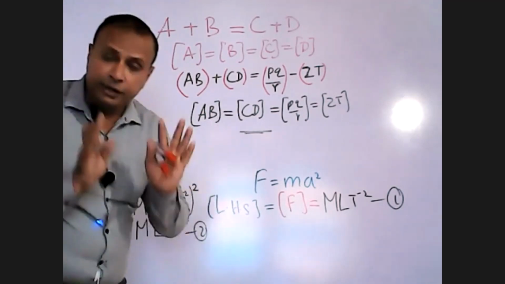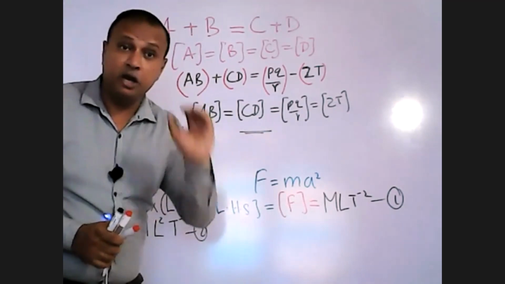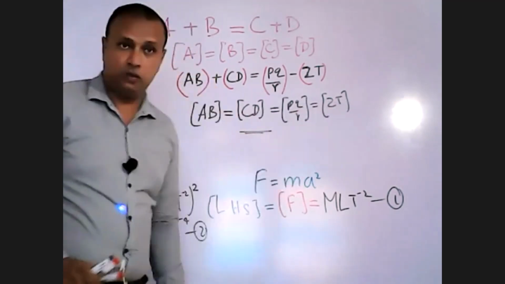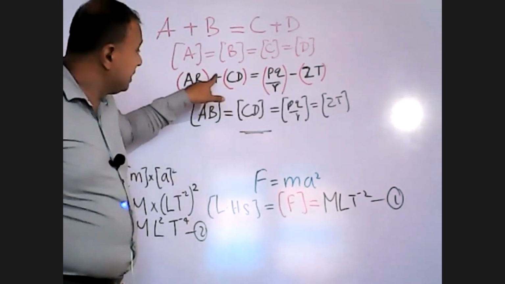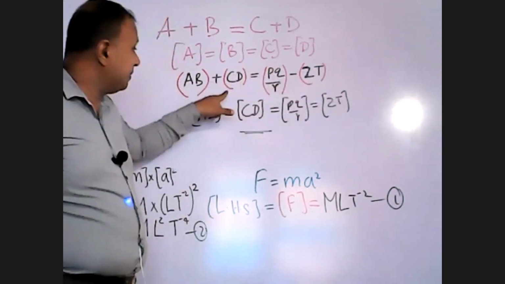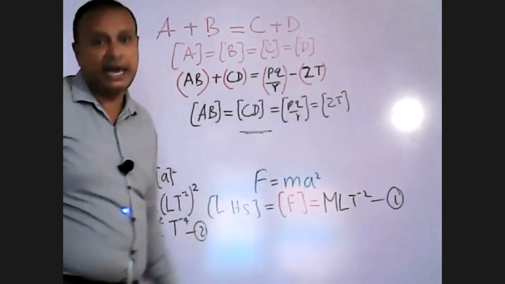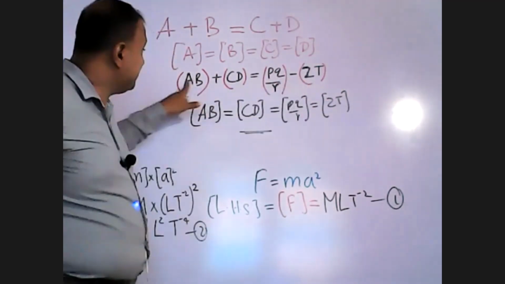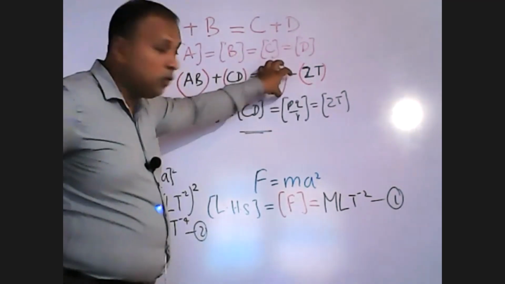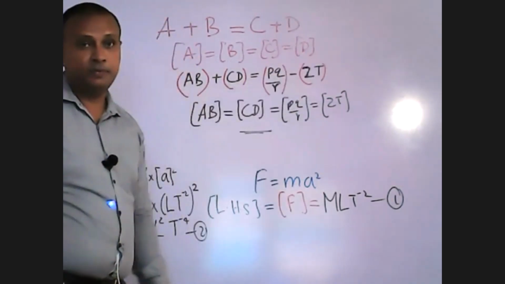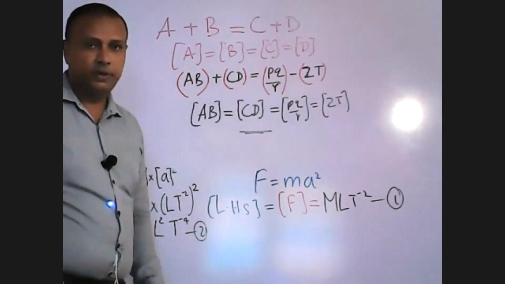Okay. If you are given an equation, listen again. If you are given an equation, you should determine what the terms within that equation are. Terms are connected with plus or minus signs. In this case, there are 4 terms. AB is one term, CD is another term, PQ over R is another term, and ZT is another term. So terms are connected with plus or minus signs.